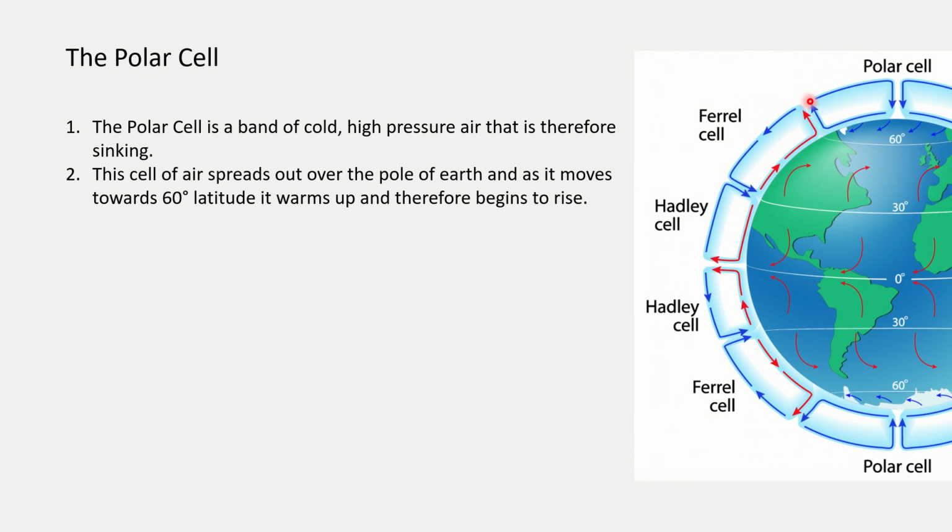Some of it is forced to spread back north to rejoin the polar cell, and some of it spreads south to feed the Ferrel cell. So you're seeing here that the Ferrel cell is really a product of Hadley and polar, and that's why I'm dealing with Ferrel last.